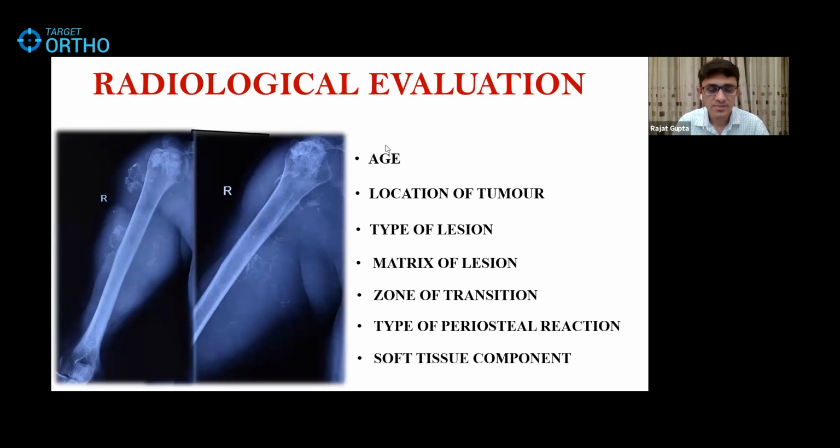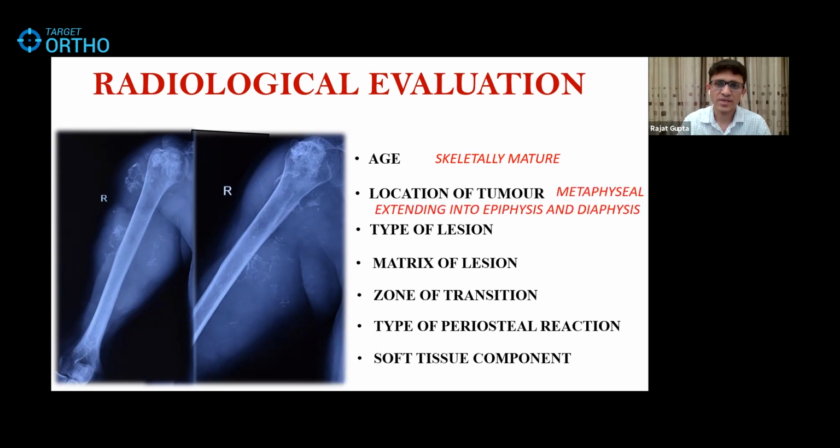Yes, sir. This is an X-ray of a right shoulder with proximal humerus in a skeletally mature patient. The location of the tumor is the metaphyseal region, sir, metaphyseal going to diaphysis, and obviously extending to epiphyseal. Yes, it's predominantly metaphyseal. I'll give it to you.